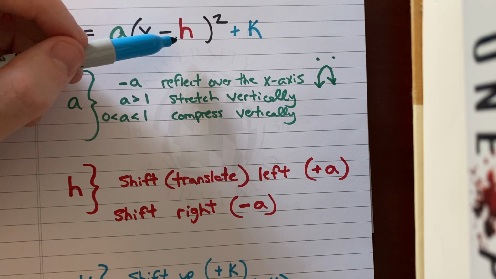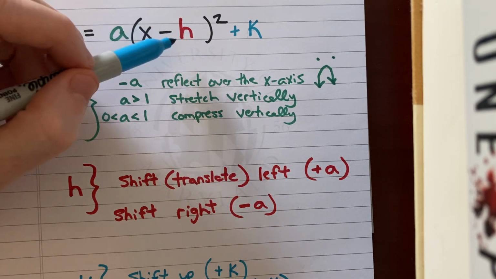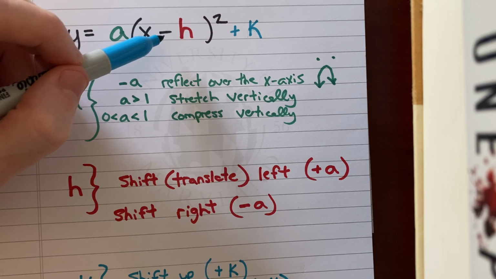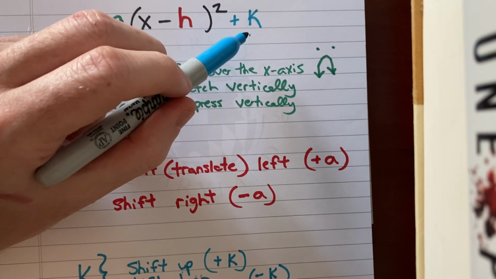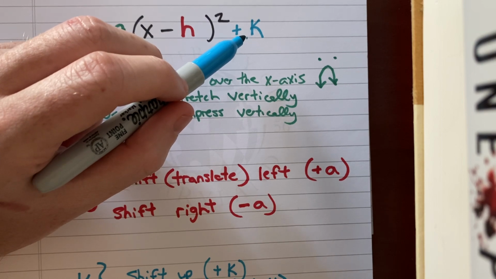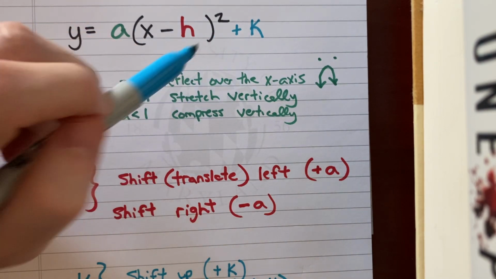H is going to go left or right. Anything that happens inside of parentheses is a left and right transformation. If it's positive, it goes left. If it's negative, it goes right. And then my k value at the very end here, that's an up and down translation. Positive goes up, negative goes down.